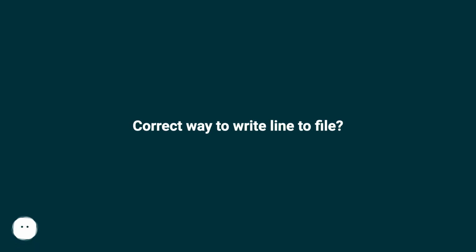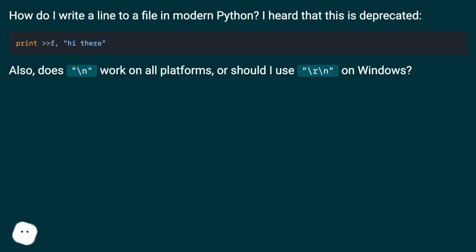Correct way to write line to file. How do I write a line to a file in modern Python? I heard that this is deprecated. Also, does \n work on all platforms, or should I use \r\n on Windows?